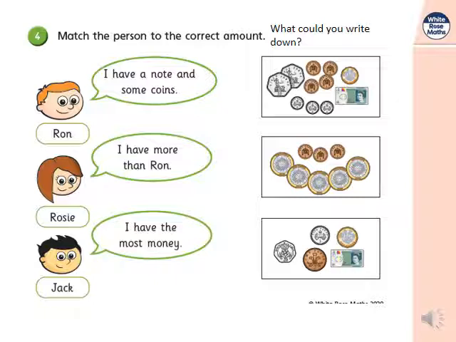Pause the video and have a go at this question. Match the person to the correct amount. And before you start doing, there's that important question at the top to help you. What could you write down to help you? Before you start thinking about where to draw your lines, what could you write down that would help you answer the question?